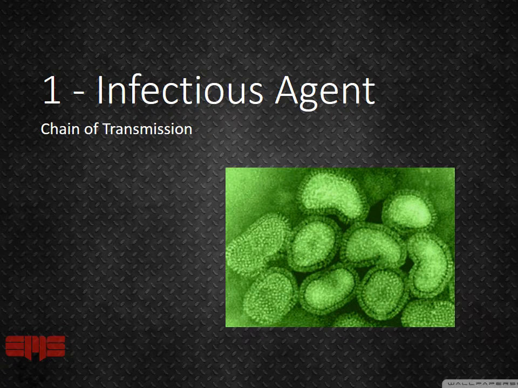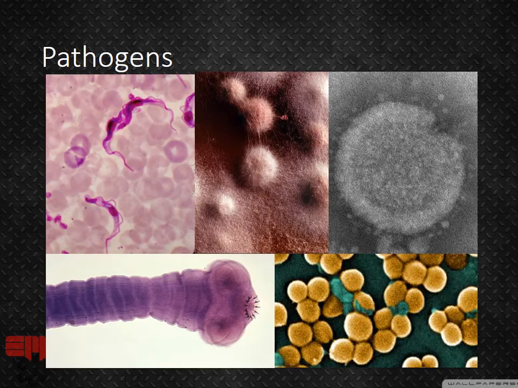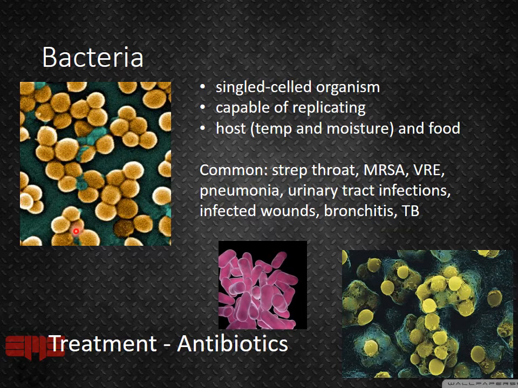So number 1, infectious agents. Your book talked about pathogens. Pathogens are the organisms that cause disease. We have some examples here. We have the parasitic worms, which we don't really talk too much about. Over here we have a virus, and here's bacteria, fungus, and then we have protozoa. Bacteria is one of the most common ones that we talk about when we talk about infection control or infectious agents.